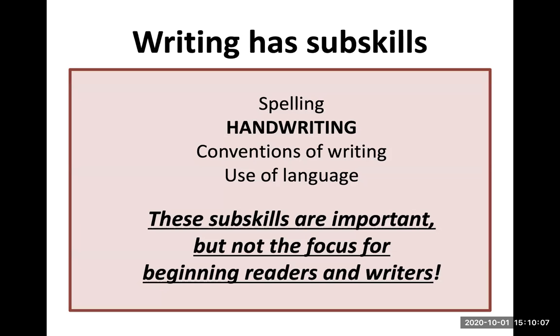So writing, the actual skill of writing, has some subskills. One of those subskills is handwriting, the actual physical act of writing. Writing also involves spelling. It involves the conventions of writing, like grammar, punctuation, capitalization. Writing involves the use of language, and all of this is very important for the development of writing.